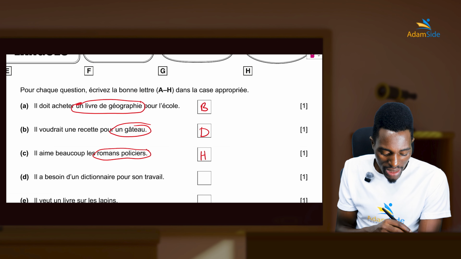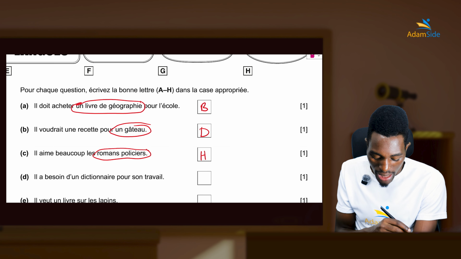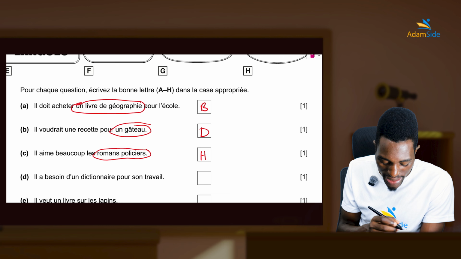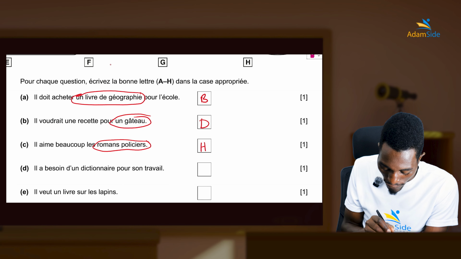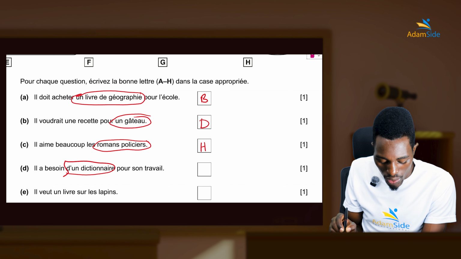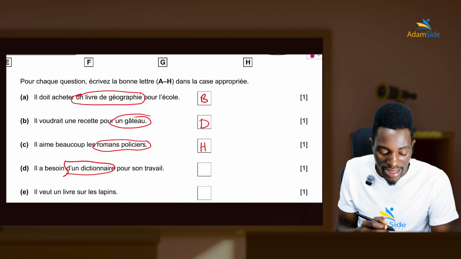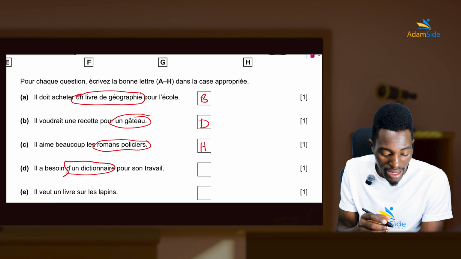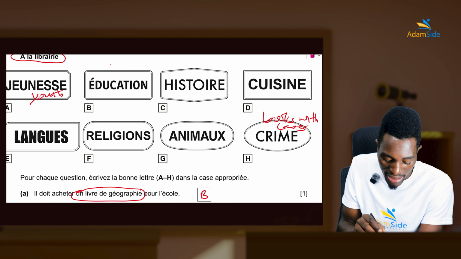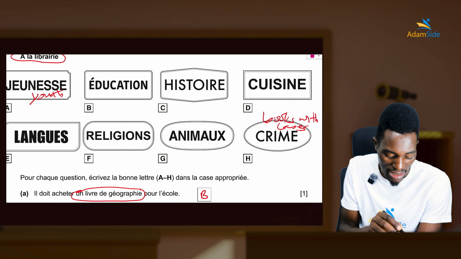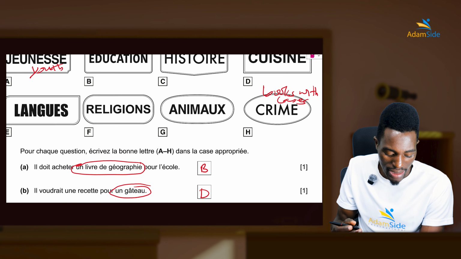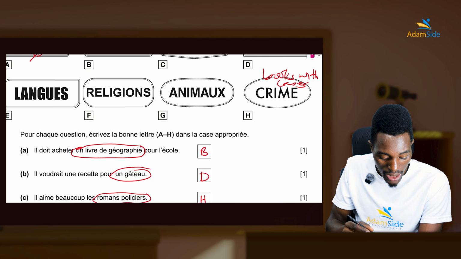Voilà, question 2. Il a besoin d'un dictionnaire pour son travail. He is in need of a dictionary for his work. And dictionary is what we have to identify. So if I need a dictionary, which label should I use then? If we go back to our pictures, I cannot go to the religion to get a dictionary. So I have to go to the labels that have languages. There I can get a dictionary. So the answer then will be E.